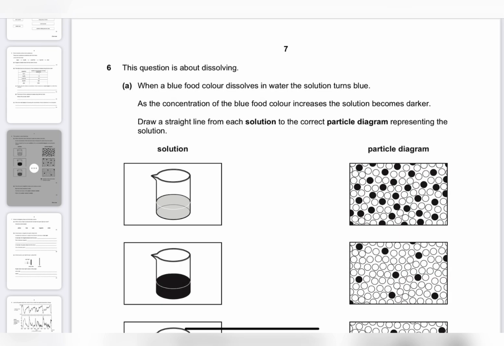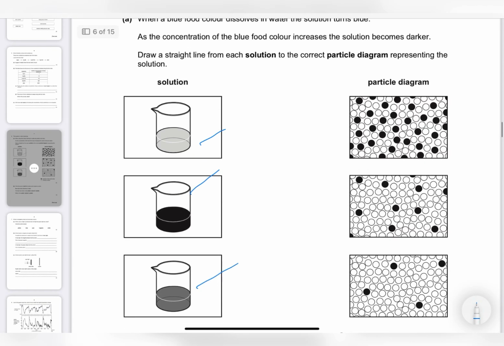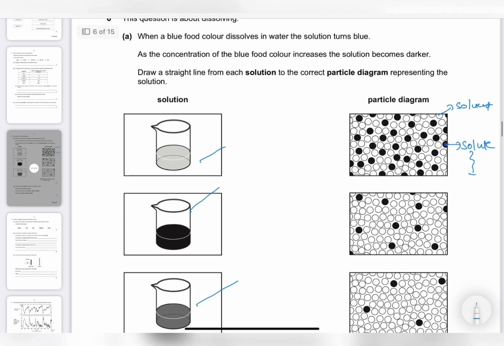All right, learners, let's look at this question now. This question is about dissolving. So, we have three solutions. All right, these darker dots are of solute, and this is the solvent. Okay, and what is our solute? Our solute is blue food color. And what is a solvent? Solvent is water. All right.